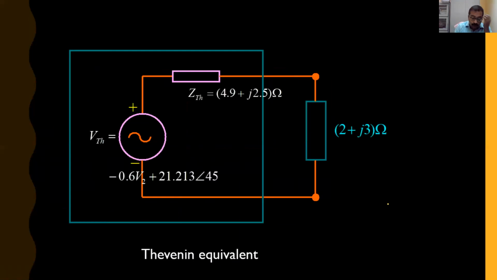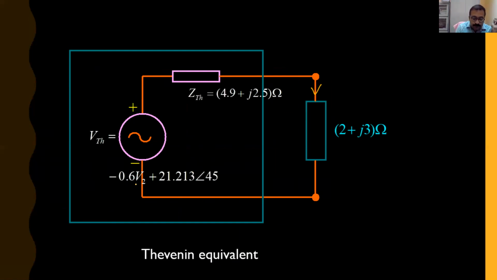Okay. Now this is a closed loop, to which a voltage source VTH is connected. When can the current through 2 plus J3 ohm be 0? Since this is a closed path, a current starts flowing. So our aim is to find V2 so that the current through 2 plus J3 ohm is 0. When can it be 0? Only if the voltage source is 0.